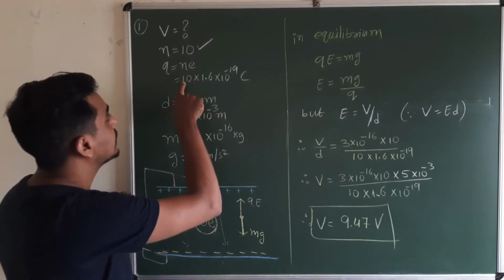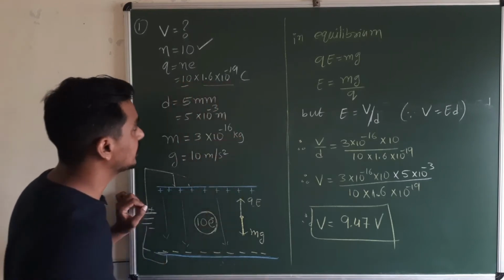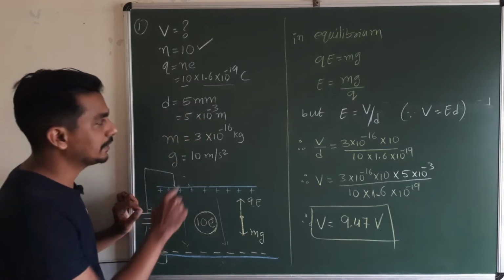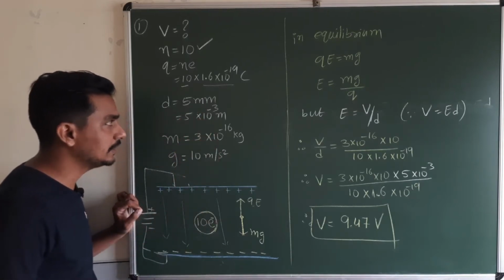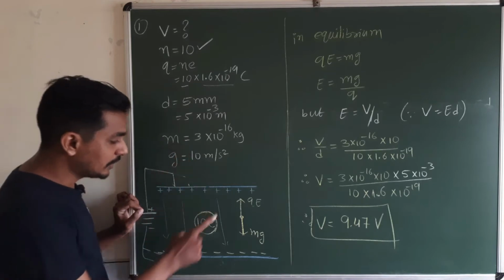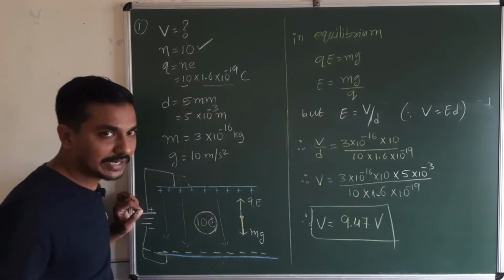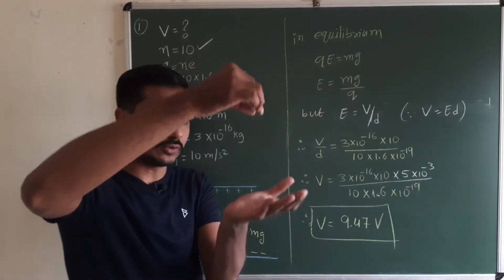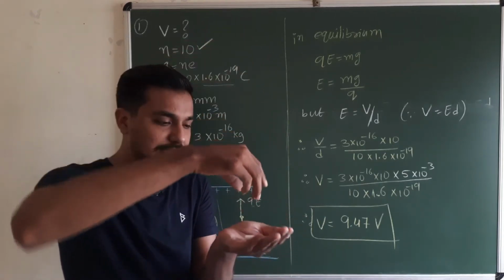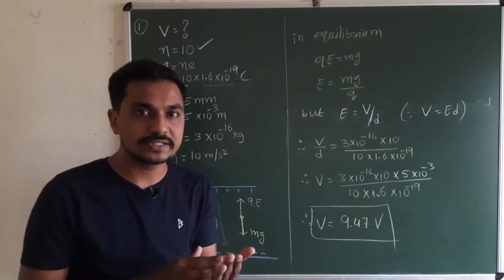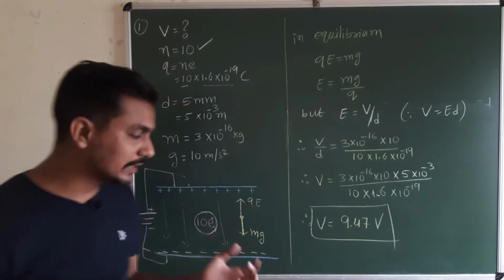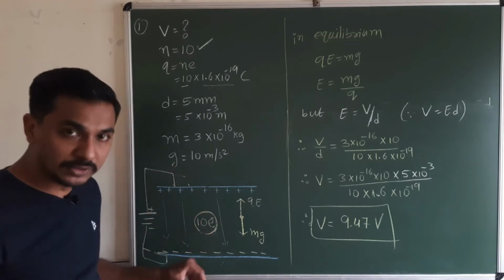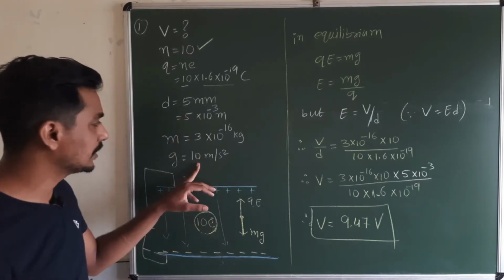It is N, that is 10 electrons into the charge of each electron. And the distance between the plates is given as 5 mm, that is 5 into 10 raised to minus 3 meter. The mass of the oil drop is 3 into 10 raised to minus 16 kg, and as this drop falls, what will happen? Some gravitational force is acting, due to which it gets accelerated. So the gravitational acceleration by which this oil drop will be pulled is given as 10 meter per second square.